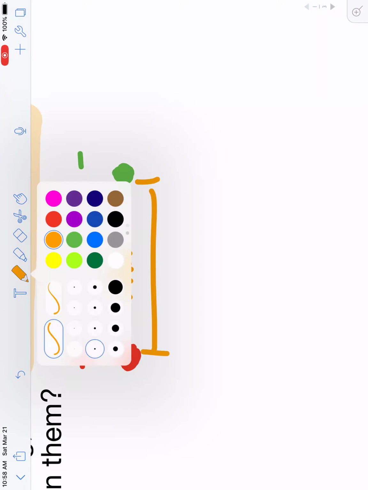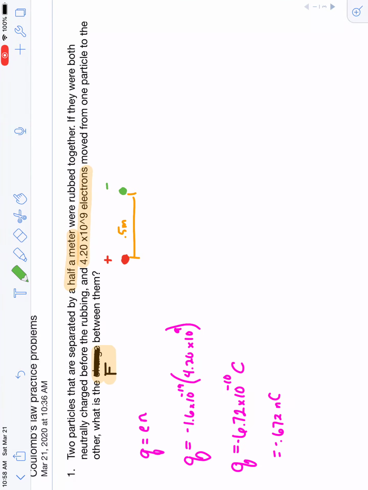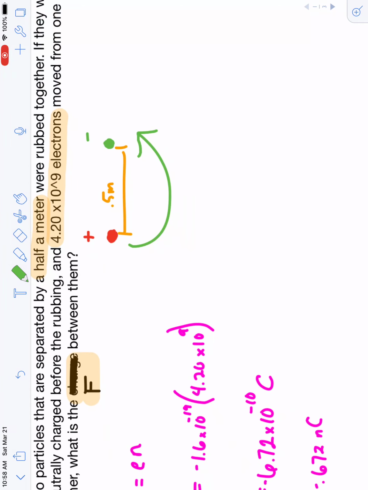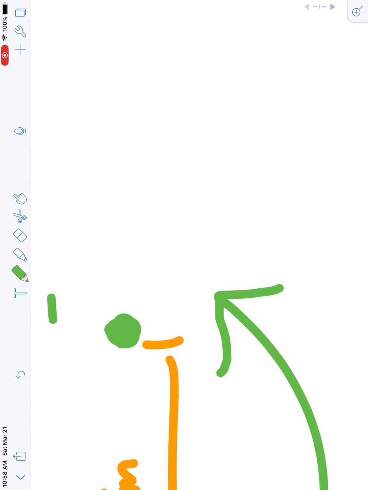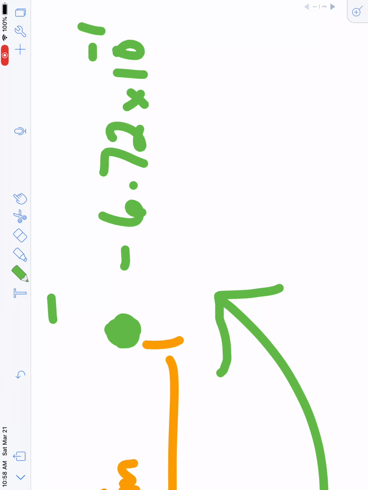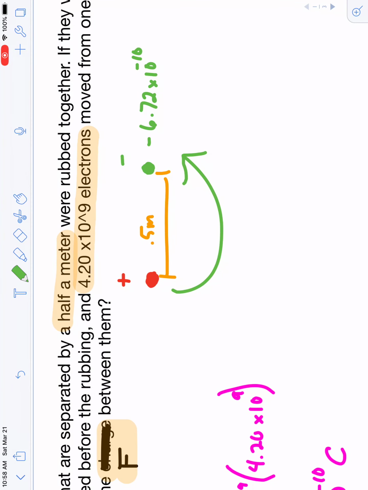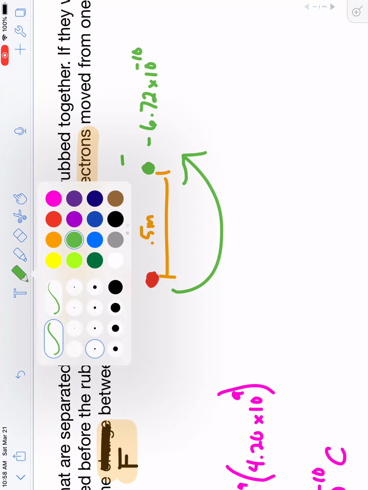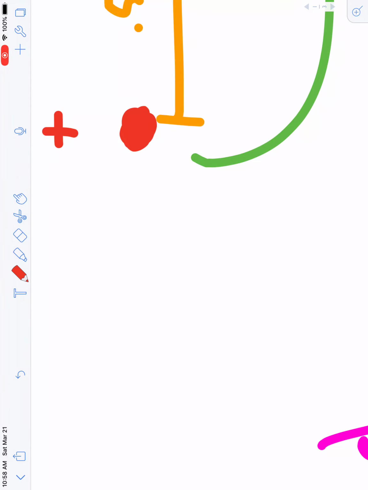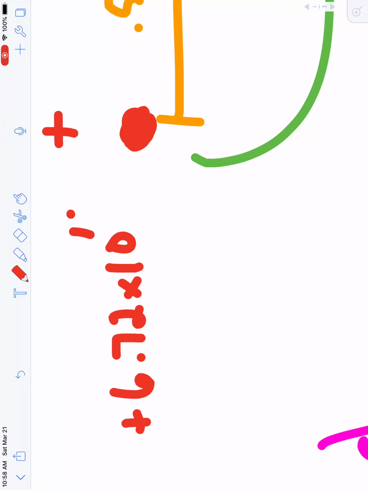The charge on the negative one, because we had electrons move from here to there, the charge on the green is going to be negative 6.72 times 10 to the minus 10. However, the charge on the positive is going to be positive 6.72 times 10 to the minus 10.